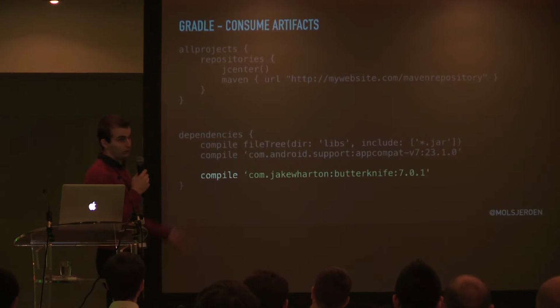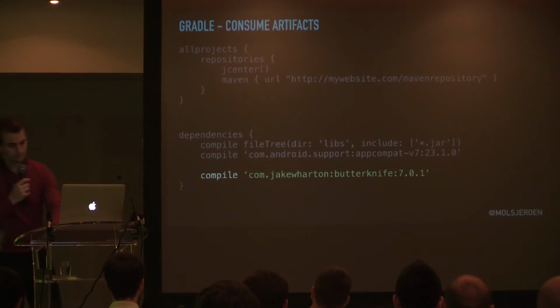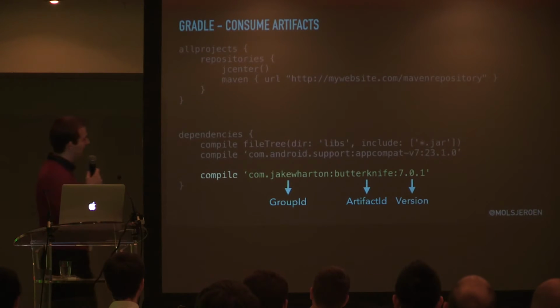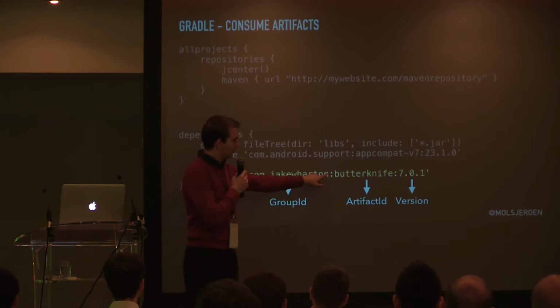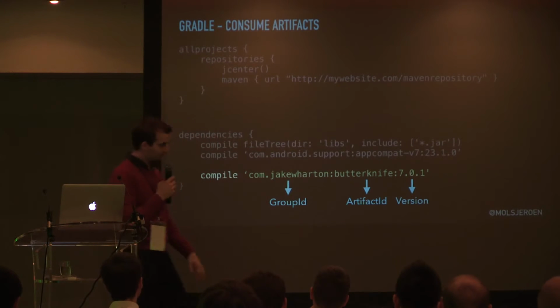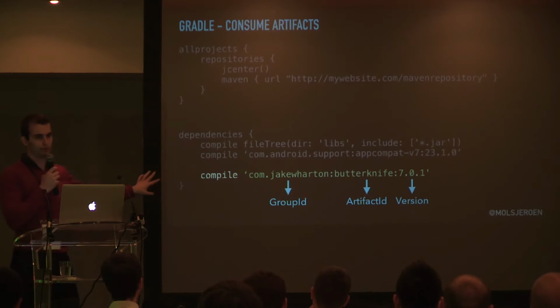which is what we do most of the time, I guess. And here you can see the terminology coming back. So you have the group ID separated by a colon, the artifact ID, and then a colon, and then the version. So this is typically what we're all used to, right?